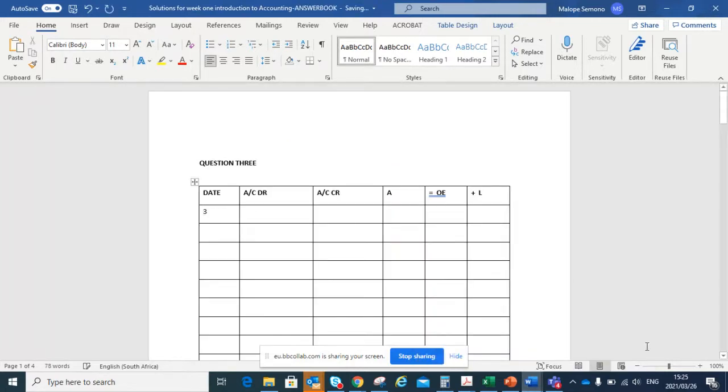3rd. Can you see? That is the 3rd. I have to debit bank. I have to credit capital. Can you see now? Easy, as you can see. This is easy like ABC, as you can see, if you understand what I'm telling you.